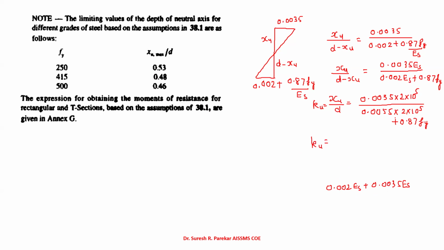From this we get KU equal to 700 upon 1100 plus 0.87 Fy. If we put Fy 250, you will get the value 0.53. If we put Fy 415, you get 0.48, and for Fy 500, 0.46. You should be in a position to solve this.